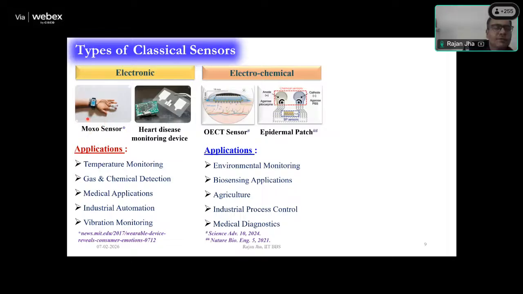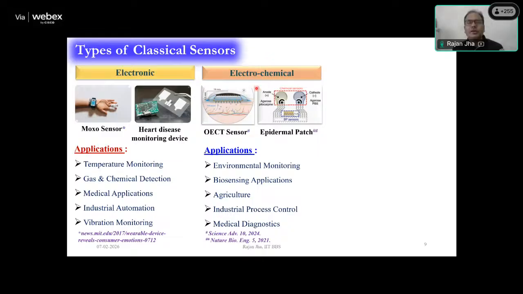So you can have electronics-based sensors for pressure monitoring, temperature. For that matter, all the different types of parameters can be monitored using these electronic sensors, as we have discussed earlier. Similarly, all these can be utilized for a lot of applications, whether it is environmental monitoring, biosensing, agriculture. And what I'm trying to tell you is that you can have either electronic, or you can make electrochemical.